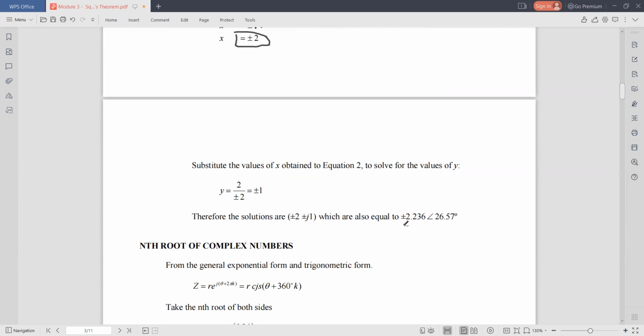So yung sign mo dito sa magnitude, it will depend on the direction. Okay? So how will you determine if the angle is negative? How will you determine if the angle is positive? So we will learn that one in the next section or next topic, which is the nth root of complex number.